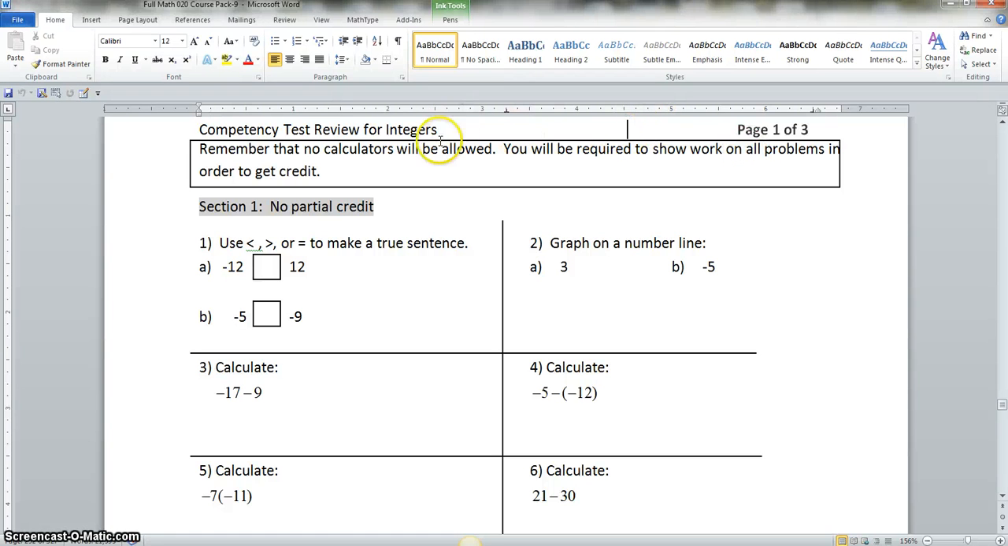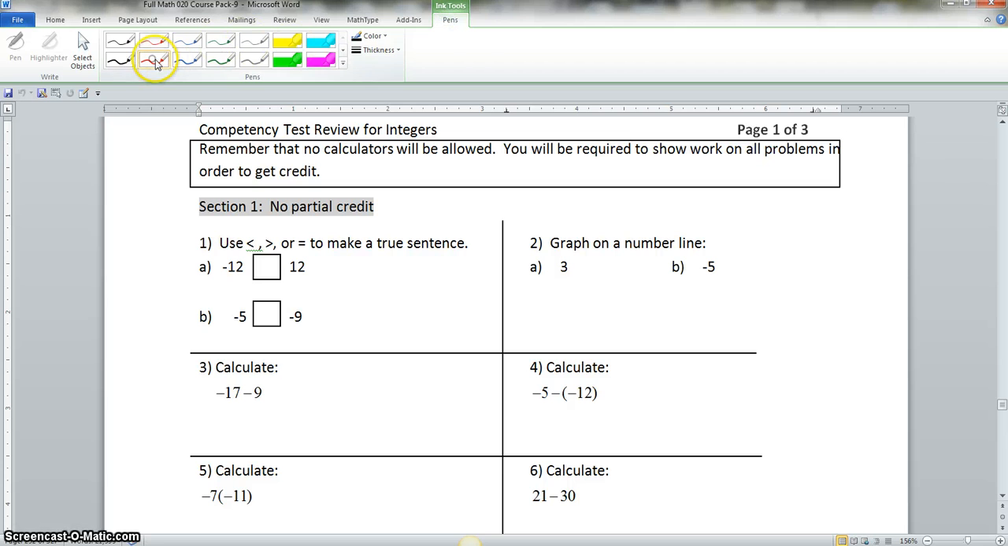Hello class, we're about to start the competency test review for integers. Now, we look here, it says remember that no calculators will be used. You will be required to show work on all problems in order to get credit. Okay, number one, it says use less than, greater than, or equal to make a true sentence.